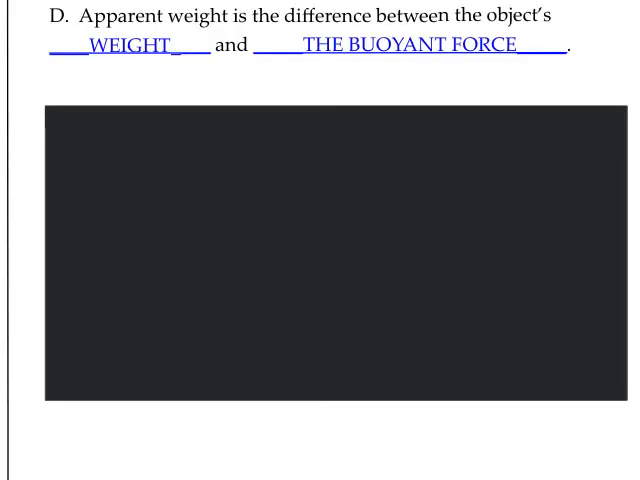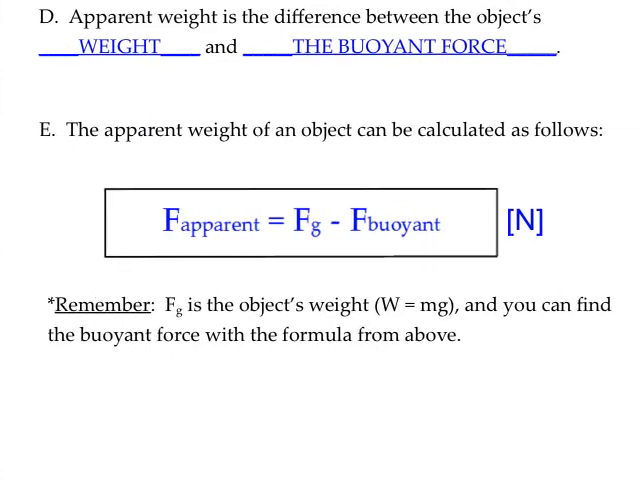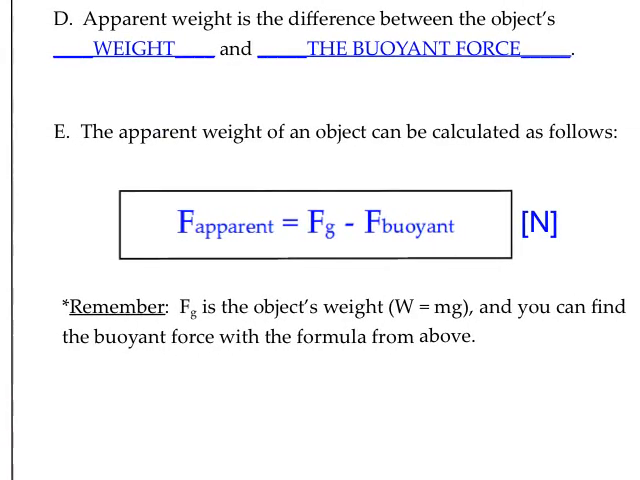And that apparent weight, how much they feel like they weigh, is going to be the difference between the object's actual weight and the buoyant force. So we can write that as a mathematical formula. You can calculate the apparent weight of something, and again, I wrote out the words as subscripts. You can abbreviate those if you'd like, but to find the apparent weight of something, we would take the object's actual weight and subtract the buoyant force. And then I put a little note here for you.